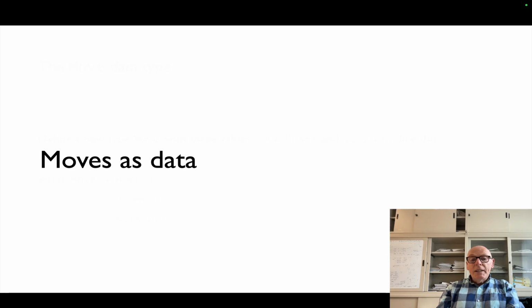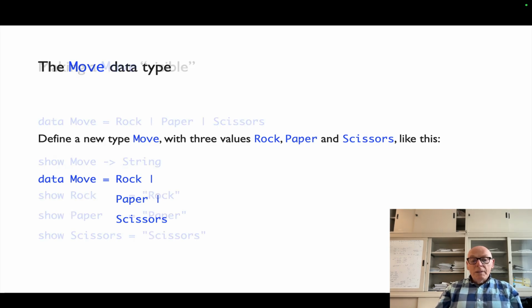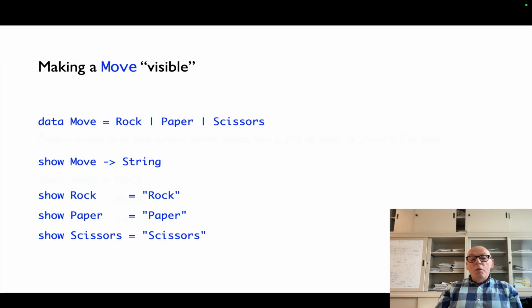What we need to do to start with is think of a move data type. How can we represent moves as data? And what we're going to do is define a very simple data type called move with 3 items: rock, paper and scissors. Couldn't be simpler. We can make move showable. Now I've here defined the show function by hand, taking a move to a string, but as you know, I could have derived that, so that I would have had the same function derived automatically by the system.